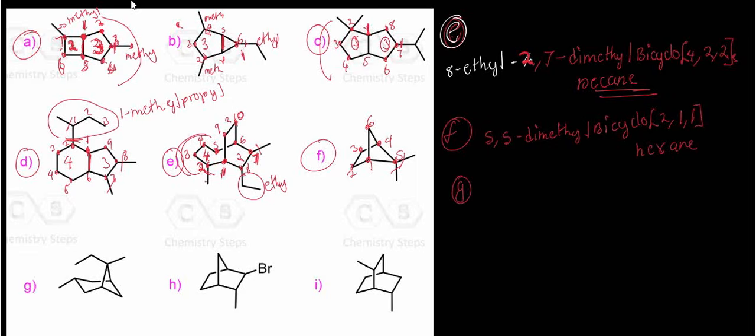Then G, let's go on G. The shared one will have this part and this part. So this is my 1, this is my 2, this is my 3, this is my 4, then this is my 5, this is my 6, and this is my 7. So now let's name the branches.